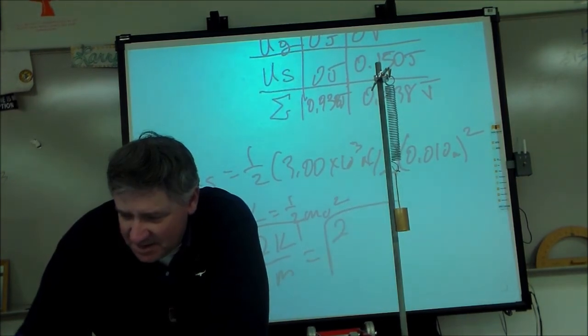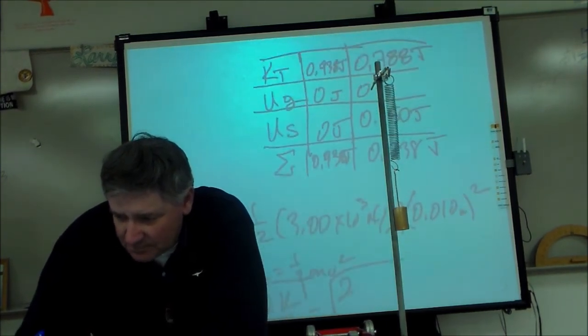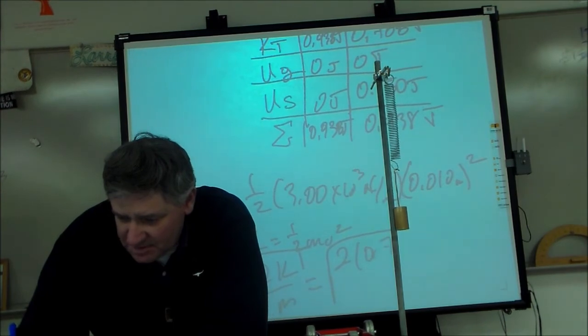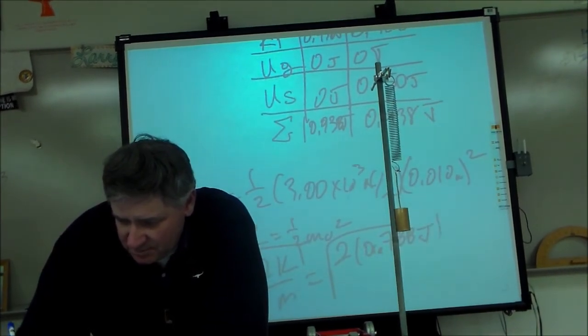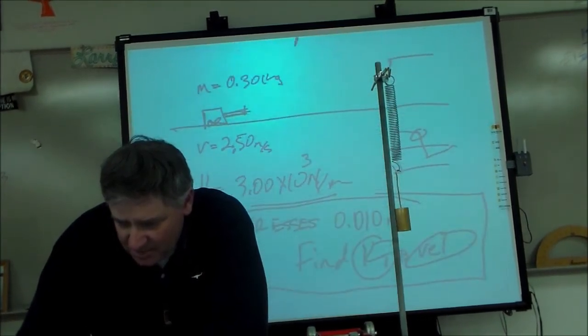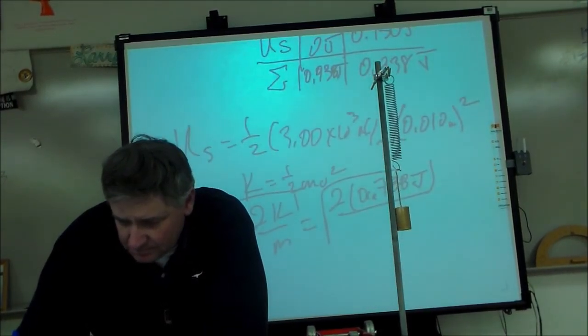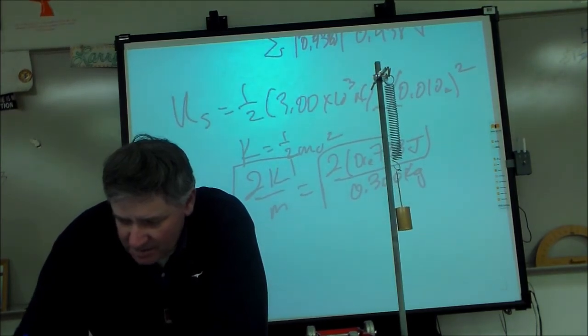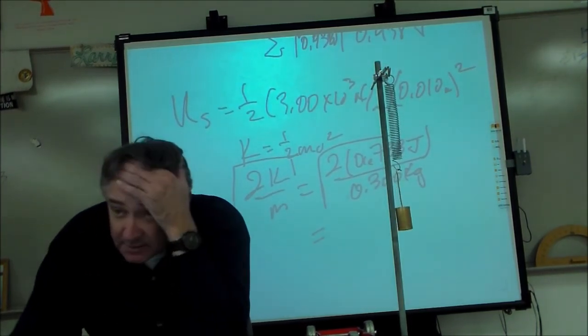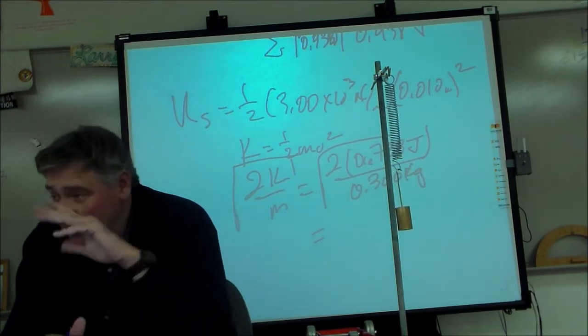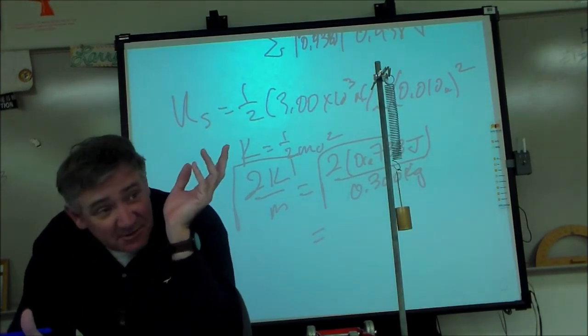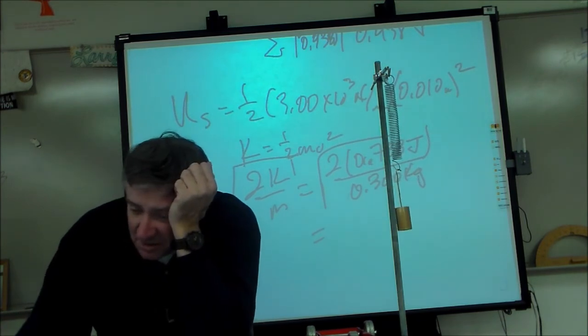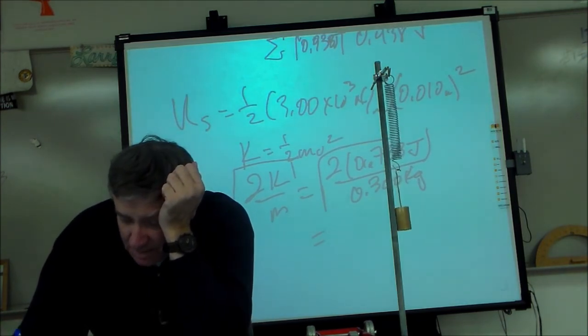So, somebody take 2 times 0.788 joules and divide it by the mass. It was the mass, 0.3. Now, what does your answer have to be less than? 2.5. If I get an answer bigger than 2.5, I've done something wrong. Okay? So, what'd you get? 2.29. 2 point what? 29. 2.29?